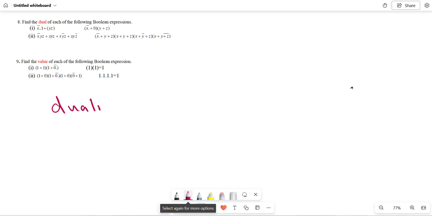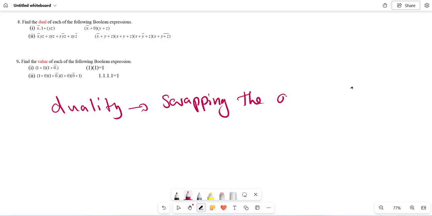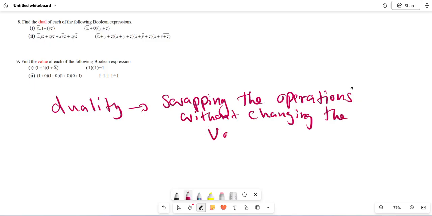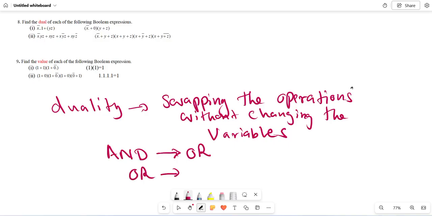Duality means you are actually swapping the operations without changing the variables. We are not changing the variables, but we are swapping the operations. How do we swap? If there is AND, you can swap it by OR. If there is OR, you can swap it by AND.